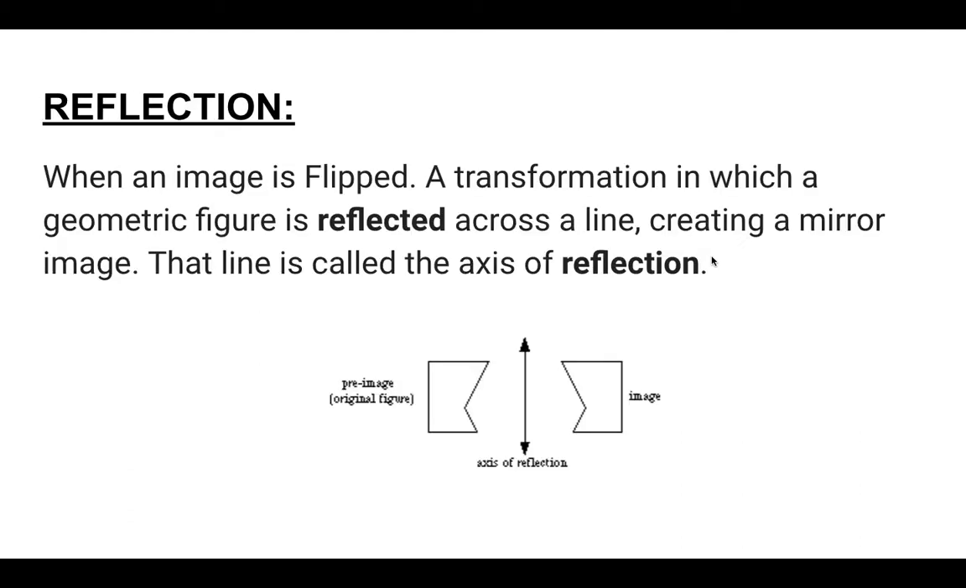So when we talk about reflections, this means that an image is being flipped. So a transformation in which a geometric figure is reflected across a line, creating a mirror image. That line is called the axis of reflection.